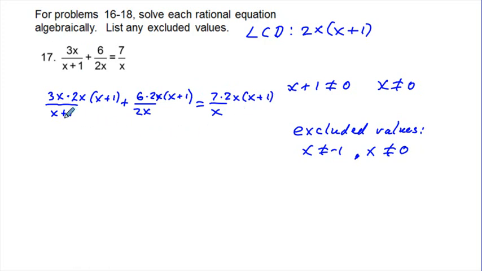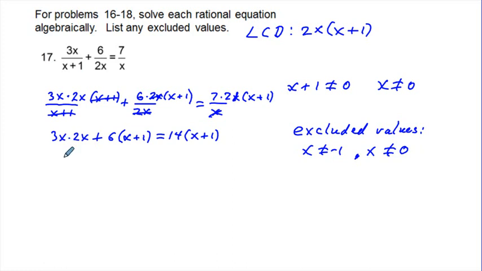And if we have a good least common denominator, we should be able to cancel out everything we have in each denominator. So in the first fraction, x plus 1 over x plus 1 cancel, 2x over 2x cancel, and x over x cancel. So what we have left is 3x times 2x, and then plus 6 times quantity x plus 1, and that's going to be equal to 7 times 2, which is 14, quantity x plus 1.